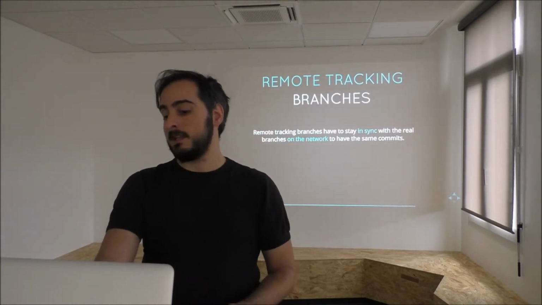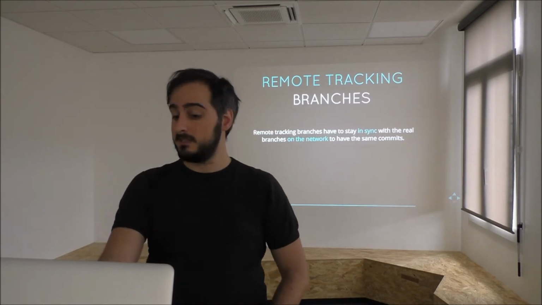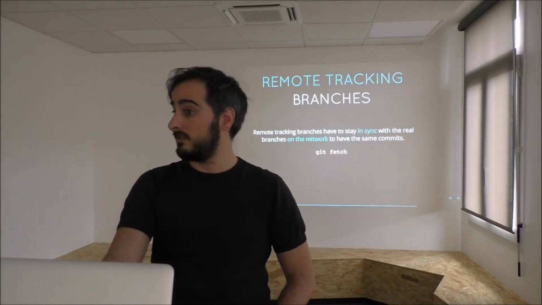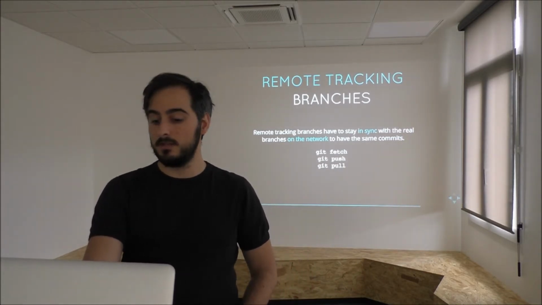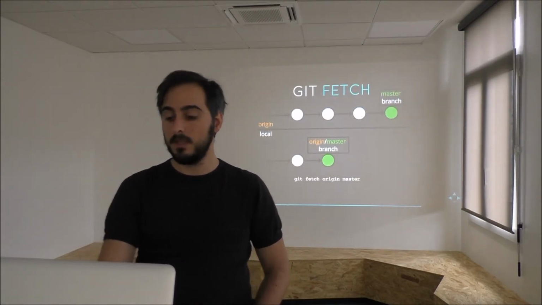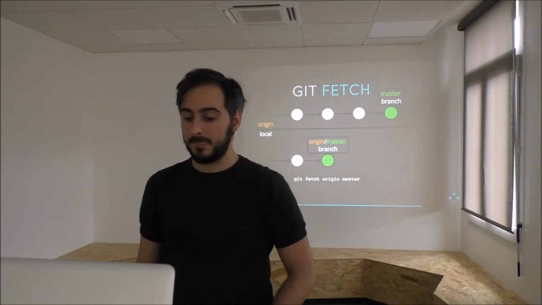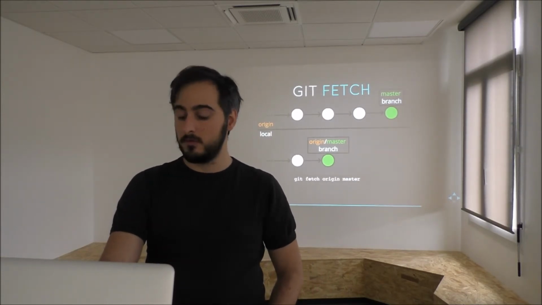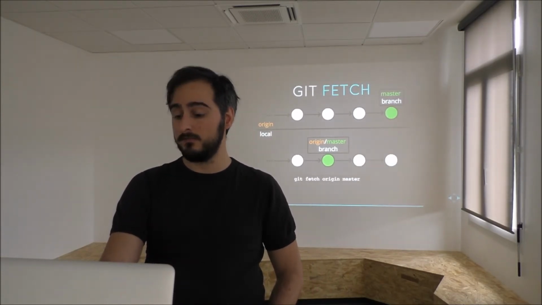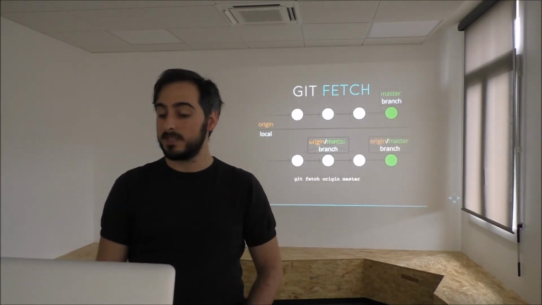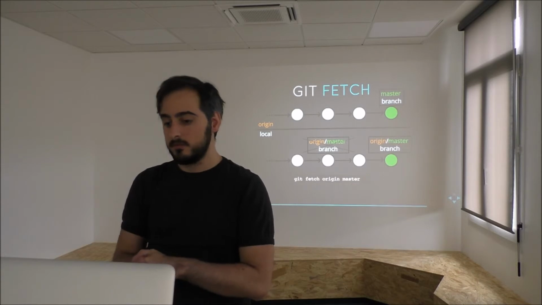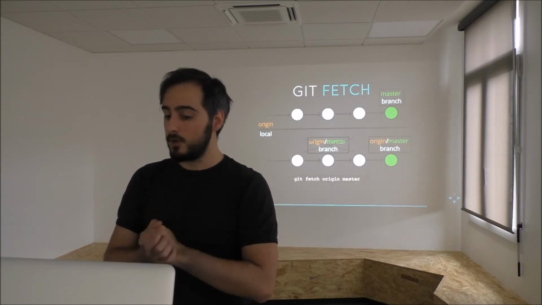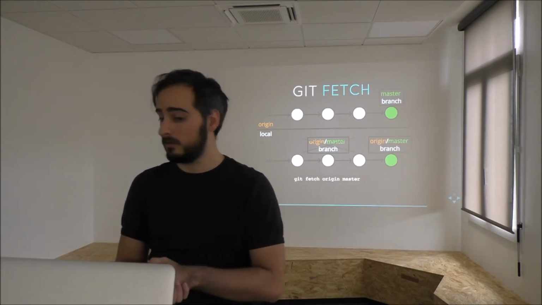So that's exactly what I mean here. You have to stay in sync. How do you stay in sync? You have three major commands: git fetch, git push, and git pull. What is git fetch? So I try git fetch origin master, and what happens here? Git fetch just updates your local mirror branch with what is on the network.